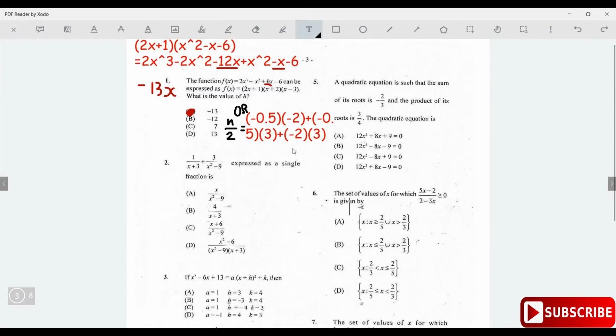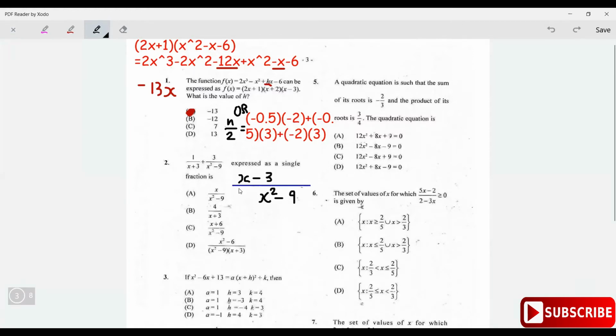Question 2 says, express as a single fraction. To express this as a single fraction, we find the LCM. And the LCM, of course, is going to be x squared minus 9. And then you're going to say x plus 3 into x squared minus 9. That is just x minus 3. And then x squared minus 9 into x squared minus 9 goes 1 times. So this is plus 3. But then minus 3 plus 3 is 0. So it's x over x squared minus 9. Easy question.